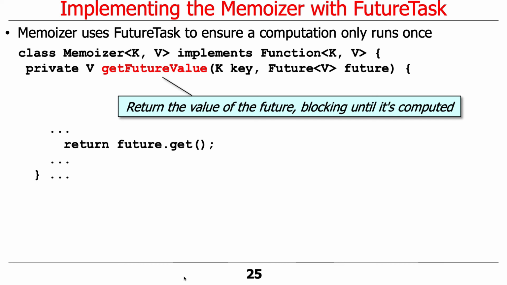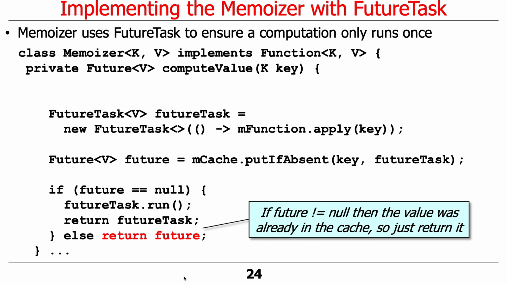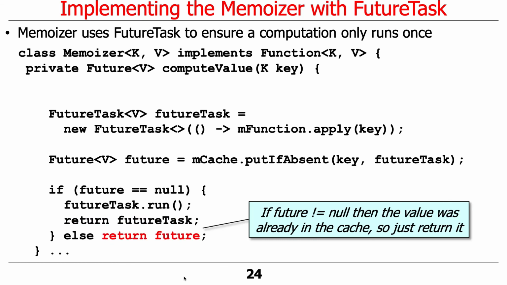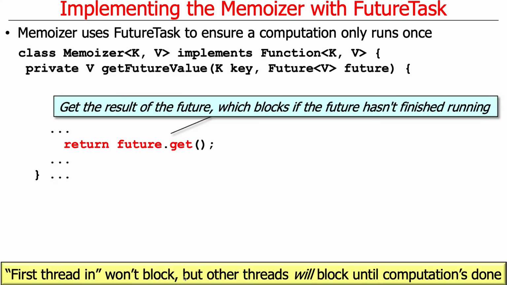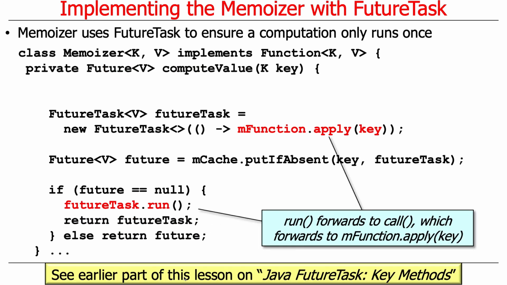So here then is the getFutureValue method, which returns the value of the future, blocking until it's completed. And you can see what it does here is it calls get on the future. So the first thread in won't block when it calls get because it will have already run the computation, which made the future be finished at that point. So the value will have been computed. But any other threads that get here while the long-running computation is taking place are all going to block on this future. And so they're not going to be able to make forward progress until this run method completes.